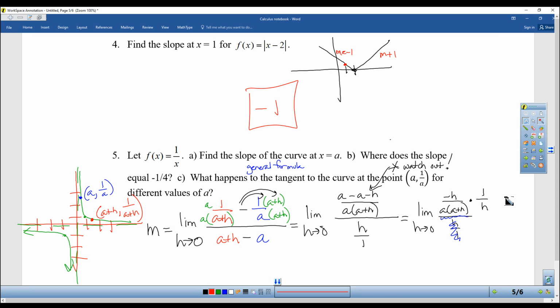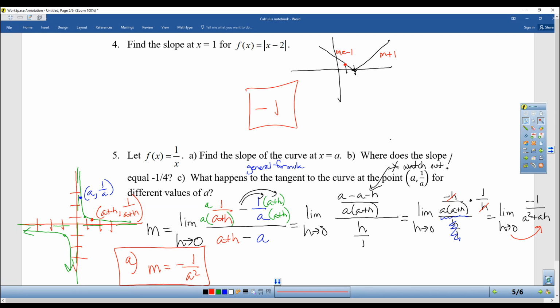I can multiply straight across the top and straight across the bottom, but these h's are going to cancel. So now I'm going to have the limit as h approaches 0 of straight across the top would give me negative 1, and straight across the bottom will give me a squared plus ah. All right, we're finally ready to plug in h is equal to 0. We couldn't plug in h is equal to 0 back here because it would have given us a 0 in the denominator. We can plug a 0 into here, and we get that the slope is negative 1 over a squared. This is the answer to part A.